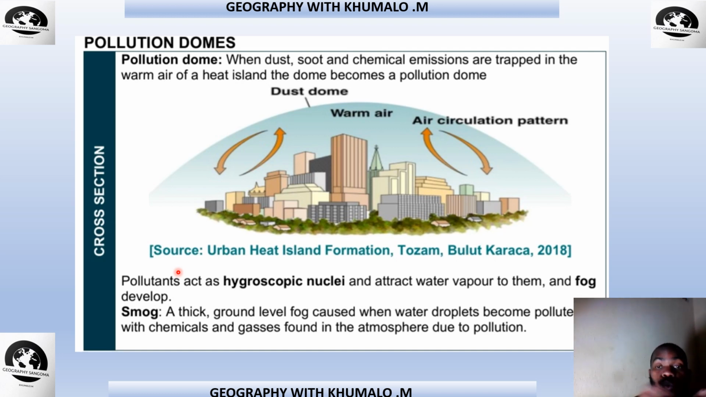Remember, water vapor is water in the form of gas. Remember, when you boil a kettle at home, when the water starts to boil, you will see steam, but we don't call it steam in geography, we call it water vapor. So when that water vapor mixes with those hygroscopic nuclei, it is going to form what we call fog. Then smog, a thick ground level fog, is caused when water droplets become polluted with chemicals and gases found in the atmosphere due to pollution. So now when the fog meets up with smoke that comes from the industries, it is going to form what we call smog.